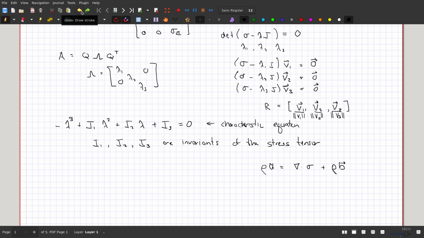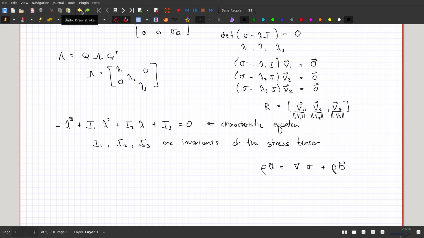This is the equation we'll be deriving soon. It's just F equals ma. But I want to solve this equation for displacement, right? I have displacements over here. They're unknown. I can measure the density. I can measure body force like gravity.